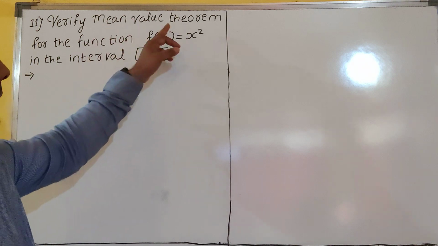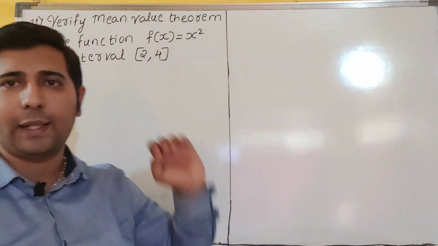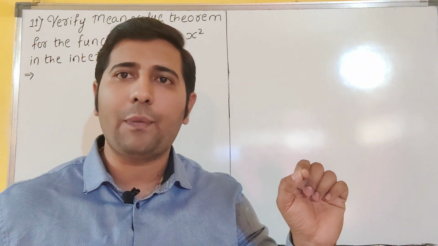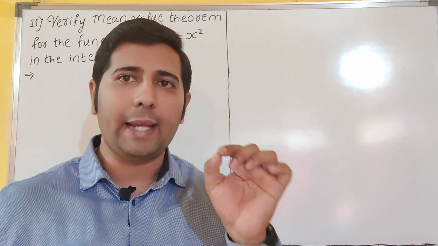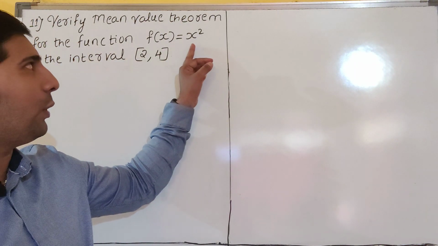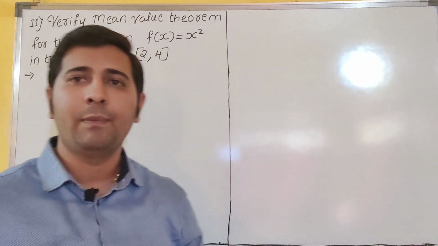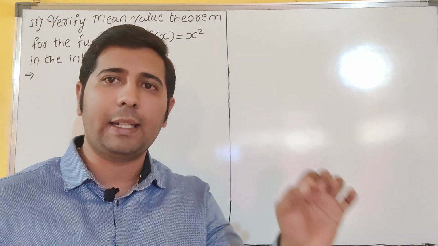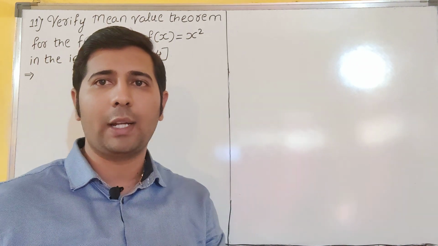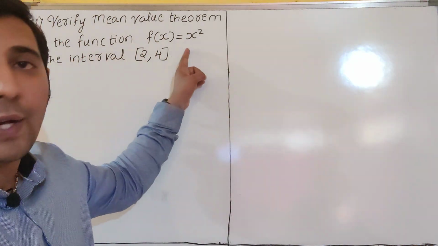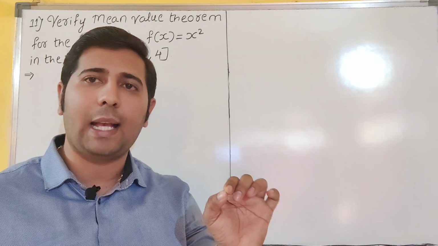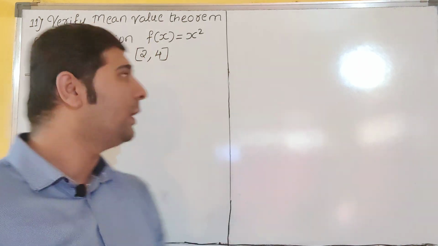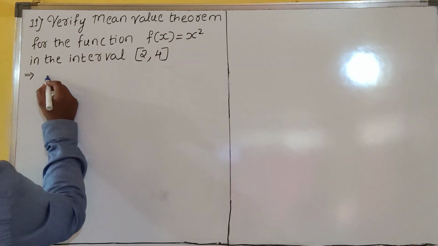We have to verify the mean value theorem for the function f of x is equal to x square. X square is a quadratic polynomial, you know, dear students. And you know, all polynomial functions are what? Continuous and differentiable. Got it? So that means given function is what? Continuous and differentiable.